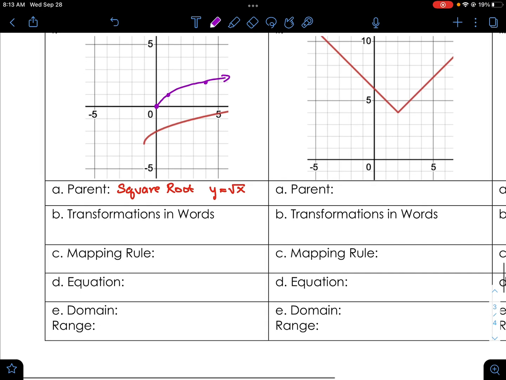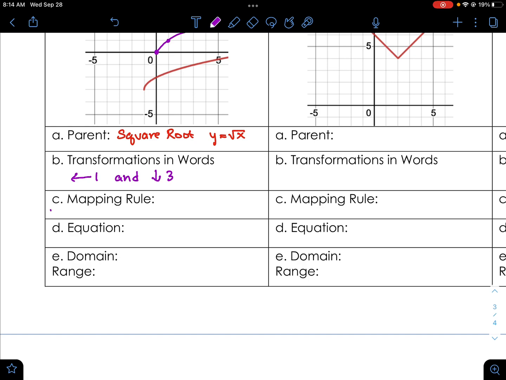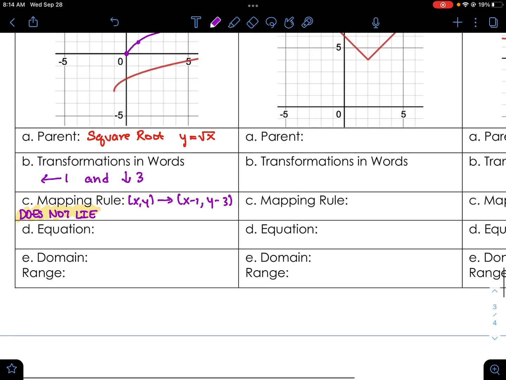And so our transformation in words, what happened to this purple graph to make this red graph, is we moved down 3 and left 1. So left 1 and down 3. That would mean that our mapping rule, which again does not lie, is going to describe to us how we get our x and y values for the new graph. We'd take our parent function and map it to, we would go left 1, so we'd subtract 1 from our x values, and to go down 3, we'd subtract 3 from our y values. So our mapping rule would look like that.